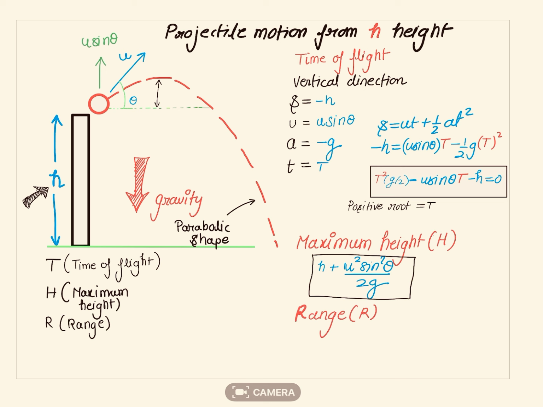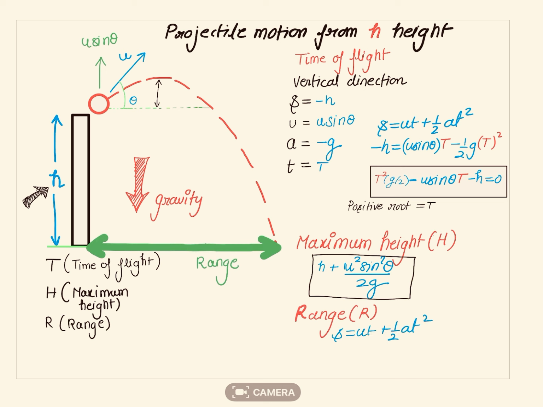After that, we are going to calculate the range. Range is the maximum horizontal distance covered on the ground, which you can see here. To calculate range, we just have to use again s equals ut plus half at square, but in the horizontal direction. So s will be equal to the range, u will be equal to u cos theta, because that is the horizontal initial velocity, and t is the time, but unfortunately we don't have any acceleration here, so acceleration will be 0.